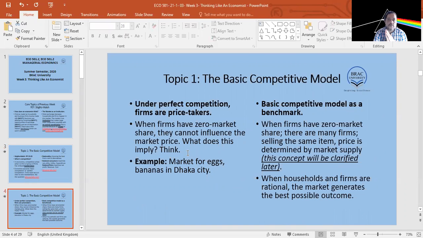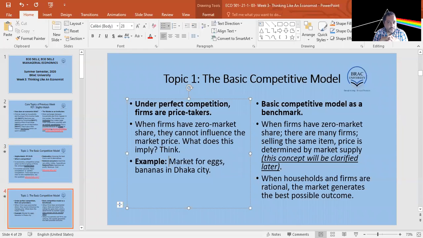The first property of the basic competitive model is under perfect competition, firms are price takers. What does price taker mean? Price taker means each firm has zero market share, or the market share is so small that a single firm with their particular activity cannot influence the market. That means the price at which each unit of a good will be sold will be determined by market demand and market supply. Market demand and market supply means sum total of all demand by households, sum total of all supply by firms. A classic example is market for eggs or bananas in Dhaka city.